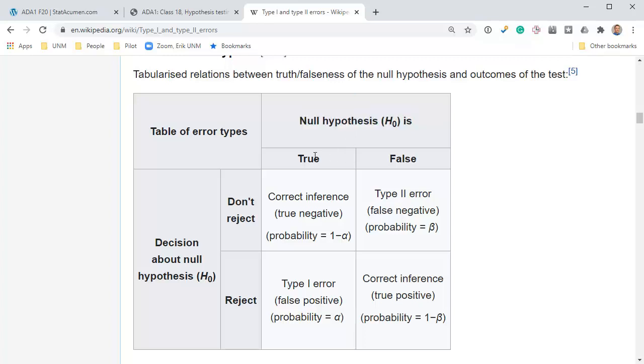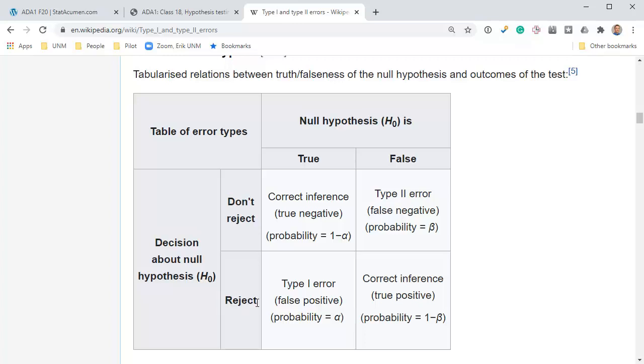So either the null hypothesis is true, for example, women in our class on average are 64 inches tall. That would be a true null hypothesis, or it's false. They're not that tall, or they're taller. Their mean is not equal to 64. Okay, so that's the true state. That's what we're trying to make a decision about. Over here is what decision we actually make about that null hypothesis. And we can either fail to reject the null, or we can reject it.